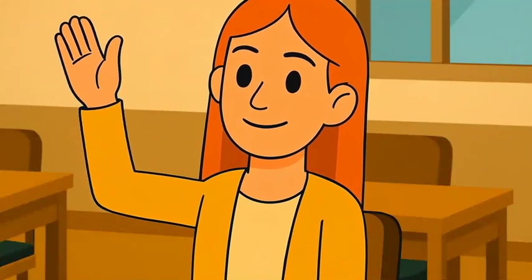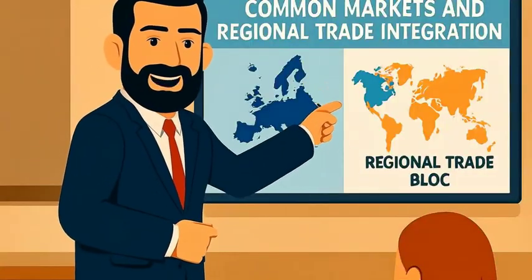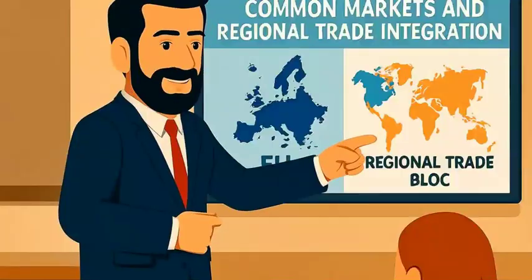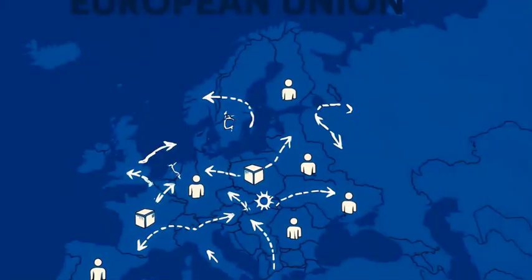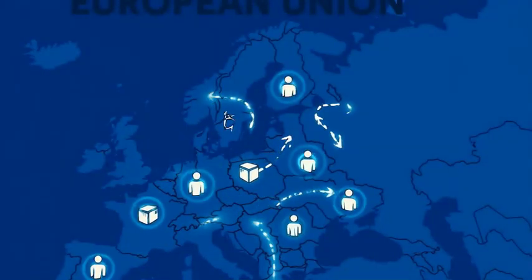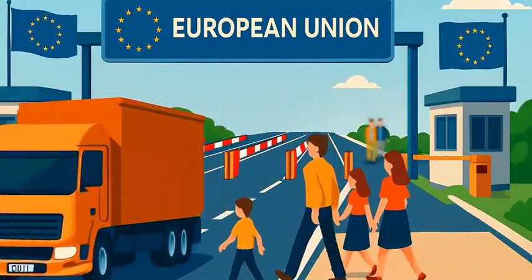What is the key objective of a common market like the EU? A common market removes barriers, so goods, services, and workers move freely. Example, the EU's single market of 27 countries boosts trade and growth.